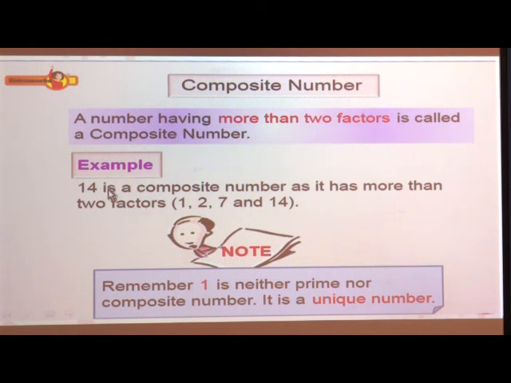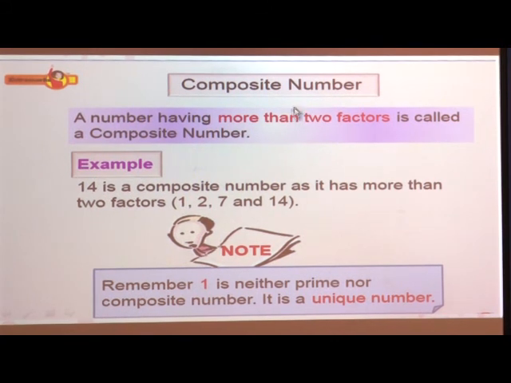Now, first of all, we have to find the factors of 14. So, 1 is the factor of every number, 2. 2 7s are 14, 7. 7 2s are 14 and the number itself is a factor, 14 is the factor. So, the factors of 14 are 1, 2, 7 and 14. Here we are having 4 factors, so this number 14 is having more than two factors. This number is called a composite number.